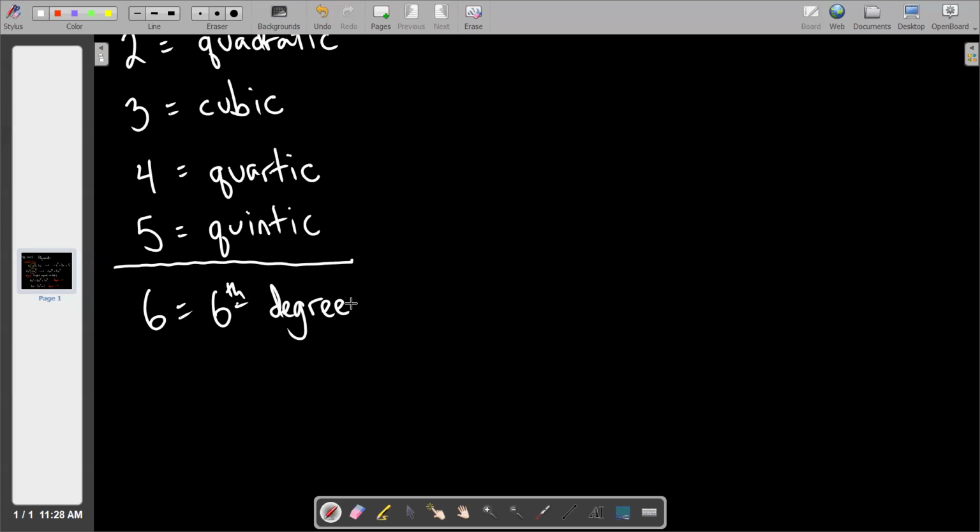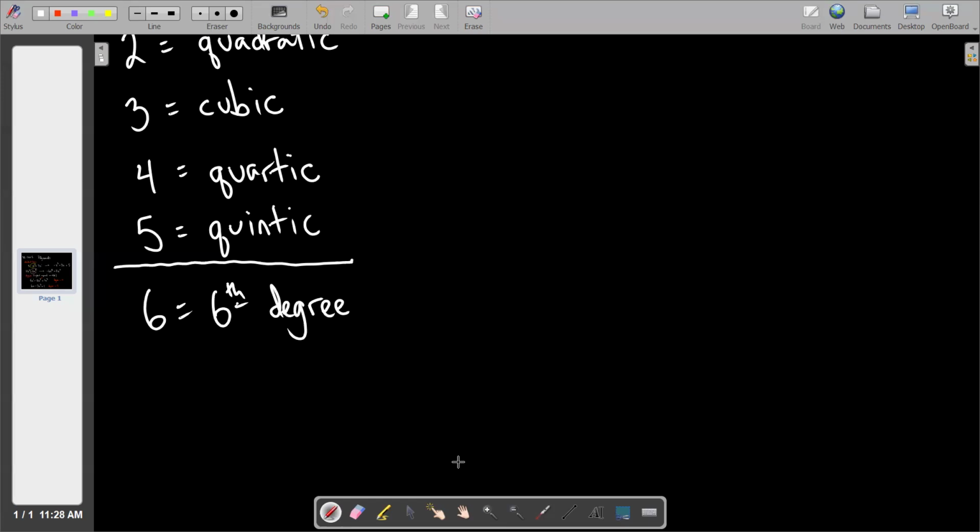6 is a sextic. 7 is a heptic. 8 is an octic. 9 is a nonic. 10 is, I believe, a decic. 11 is an undecic, and so on and so forth. But math people just agree. After 5, let's just call it 6th degree, 10th degree, 8th degree, whatever you want. Clear? So you are responsible for the vocabulary for degrees 0 through 5.